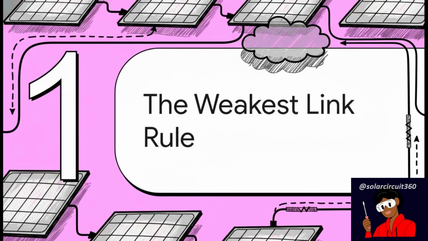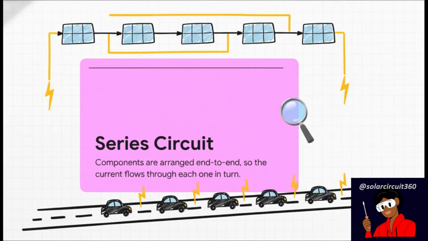Okay, first things first. To really get our heads around the shade problem, we have to talk about something called the weakest link rule. And it all comes down to the way solar panels are usually wired up. So most solar arrays on homes connect their panels in what's called a series circuit. The best way to picture this? Think of it like a one-lane highway. All the traffic, in this case our electrical current, has to flow through every single car or every single panel, one right after the other. There's no passing lane, no alternate routes, just one single file line.